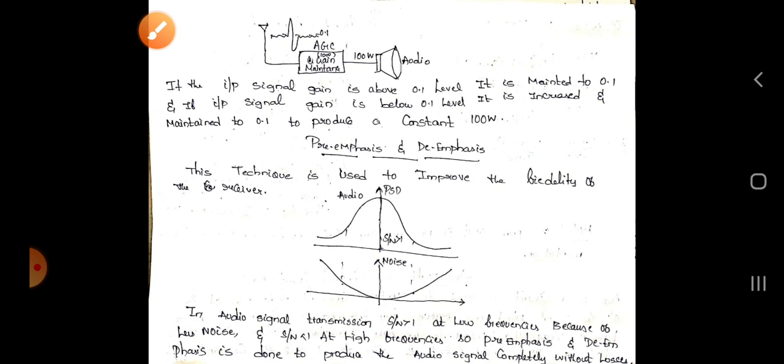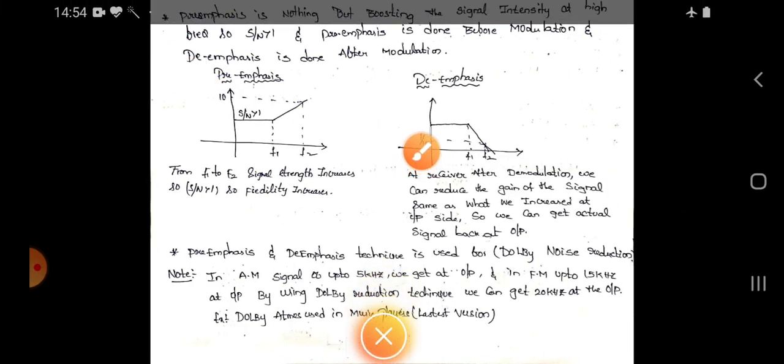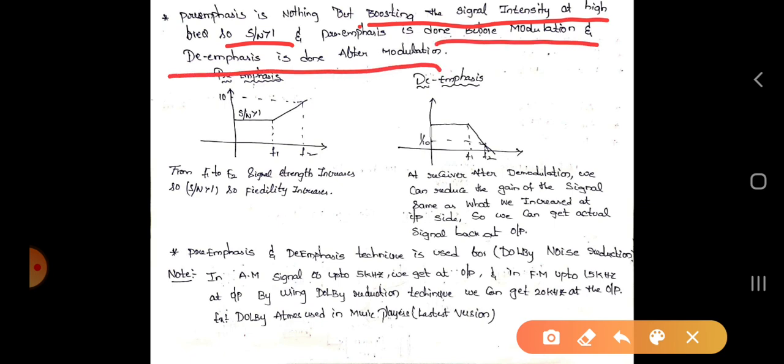So pre-emphasis and de-emphasis is done to produce the audio signal completely without any losses. So that's why we are using the pre-emphasis and de-emphasis technique. I will explain what pre-emphasis is and what de-emphasis is. Pre-emphasis is nothing but boosting the signal intensity level at high frequencies so that the signal to noise ratio is greater than 1. And pre-emphasis is done before modulation and de-emphasis is done after demodulation.